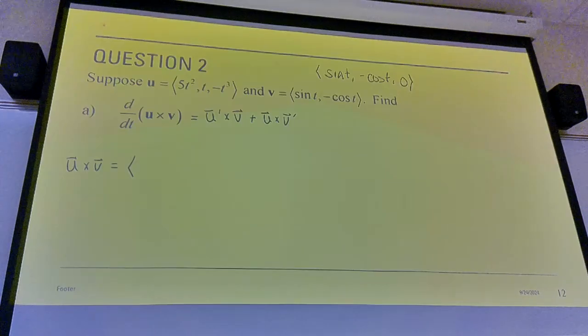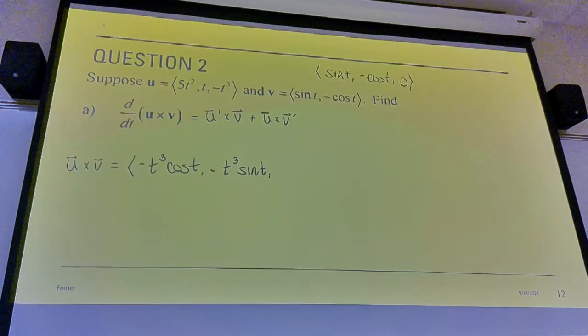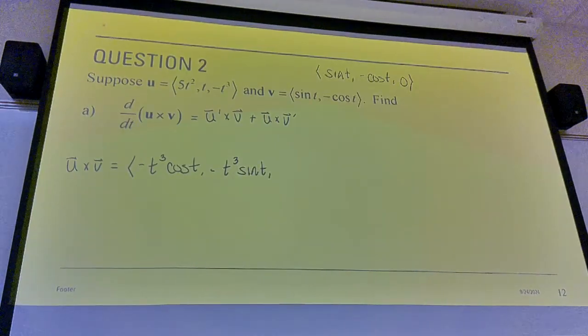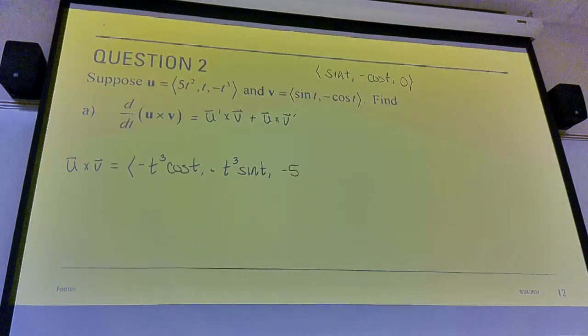I got negative t cubed cosine t, negative t cubed sine t, and negative 5t squared cosine t minus t sine t. That's what I got.